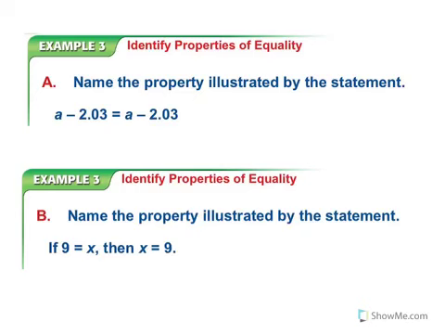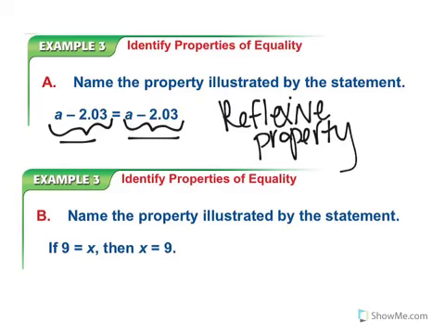So let's try some examples. In A, it says name the property illustrated by the statement. Well, the first thing I'm going to look at is, are they in the same order? Yes, they are. They're in the same order, and it's the exact same thing on one side as it is the other. It's kind of like looking at yourself in the mirror. This is called the reflexive property. And these questions should be pretty easy if you memorize your properties.